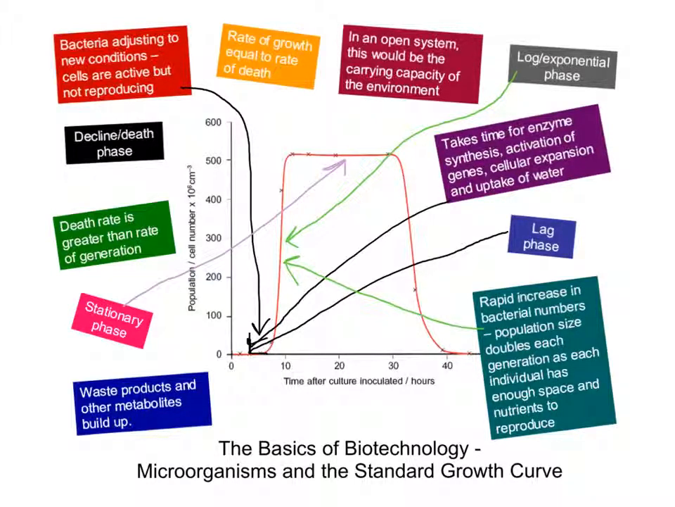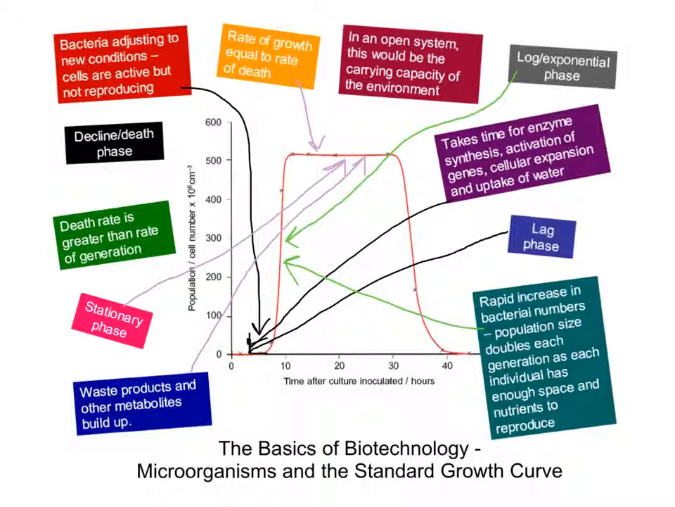Now, during that phase, what you can clearly see is that the rate of growth would be equal to that of death. That's why we've got that kind of steady population count at that point. Now here, this is where waste products and metabolites are starting to build up. Now, waste products can be toxic, and in large numbers can have an actual negative effect, which we'll come to. But at that point, we're starting to get the build-up of these waste products.